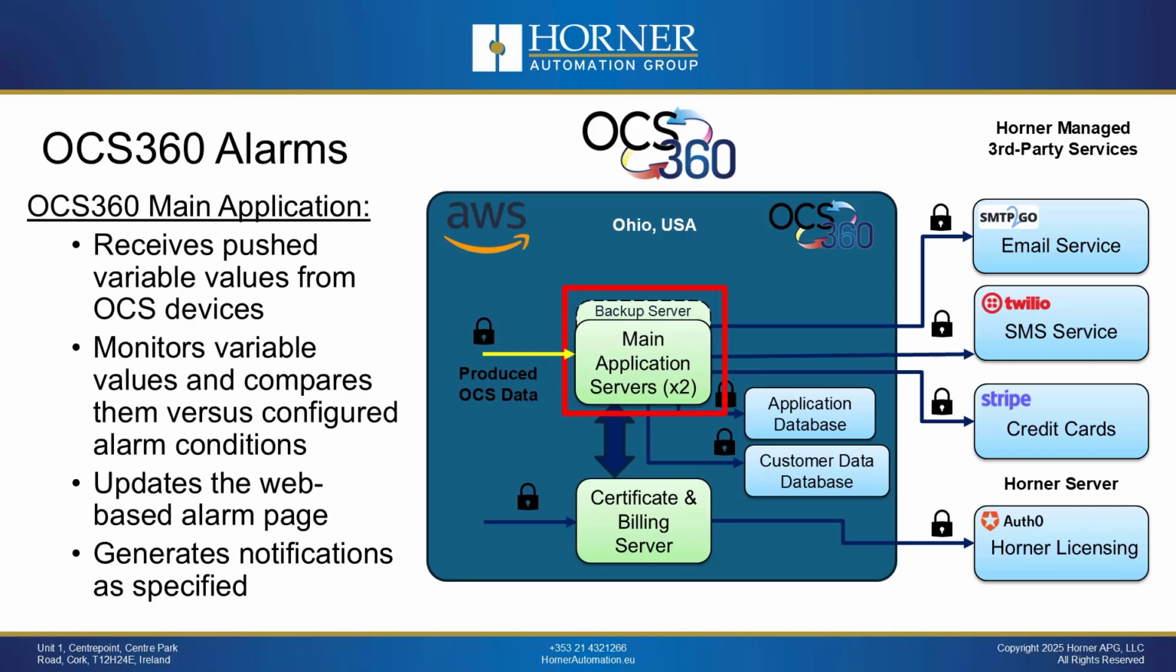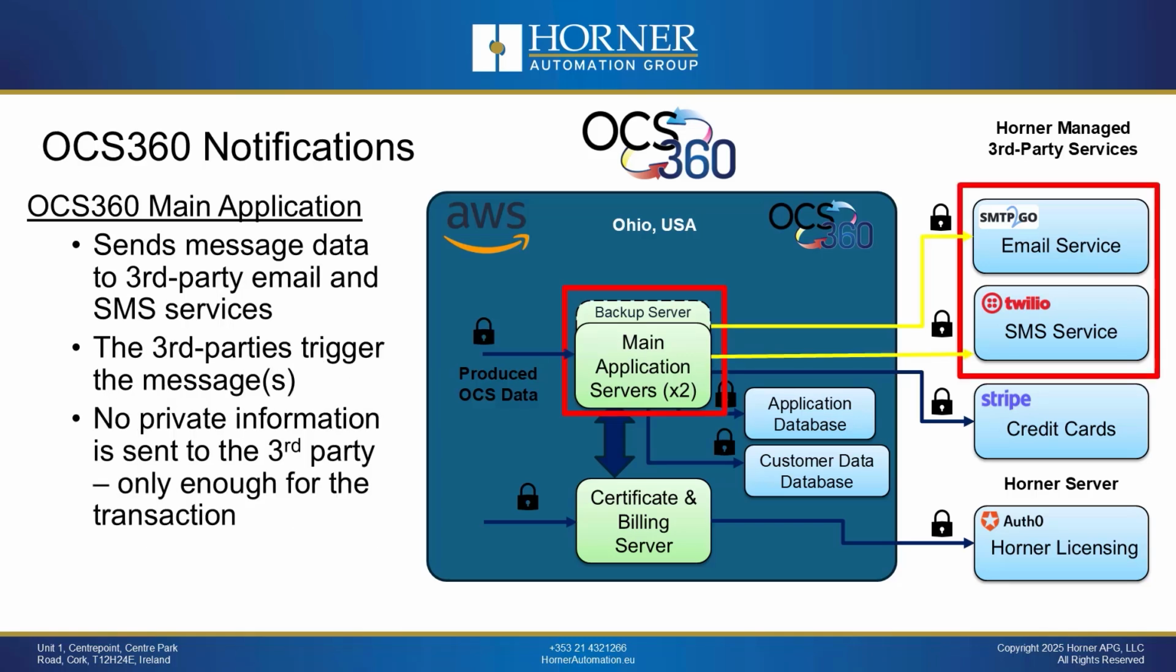Let's take a look at how alarms work. The main application, which we have highlighted there in the center of the screen, is continuously receiving pushed variable data from OCS controllers in the field. Now, as data comes in, the main application of OCS 360 is comparing those variable values against pre-configured alarms. And if anything needs to be updated on the alarm side, then it will update the web-based alarm page and it will generate any notifications that have been specified. So that is all done by the main application.